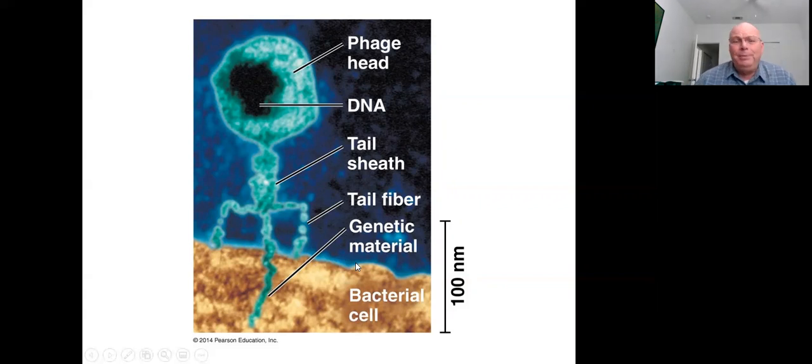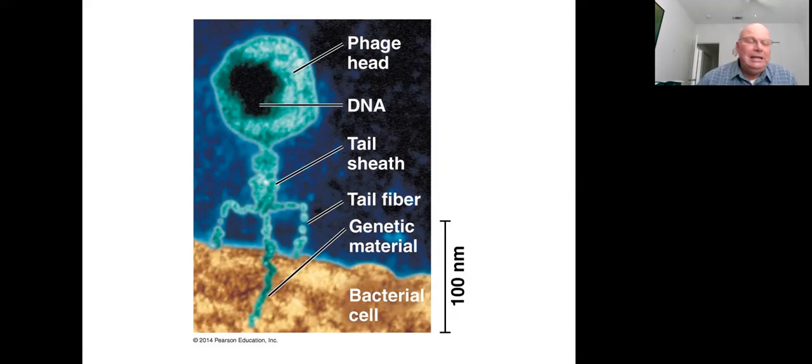And what is really great about the T2 bacteriophage is that it contains the two molecules that were in question as the molecule of inheritance. Inside the head of the bacteriophage is a coiled up piece of DNA. It's genetic material. And then the rest of the bacteriophage is made up of protein. So in essence, it's a piece of DNA packaged within a protein coat. So it's made up of the two molecules that were in question as the genetic material.